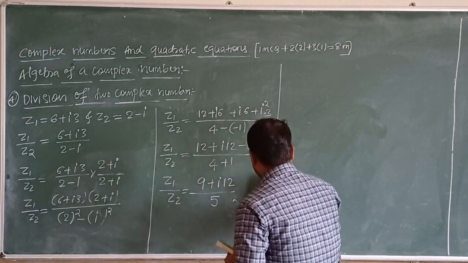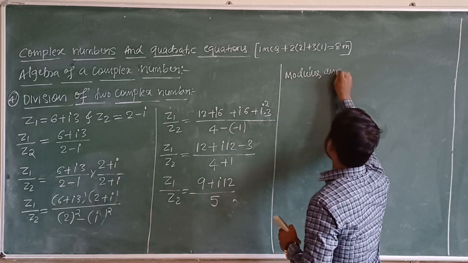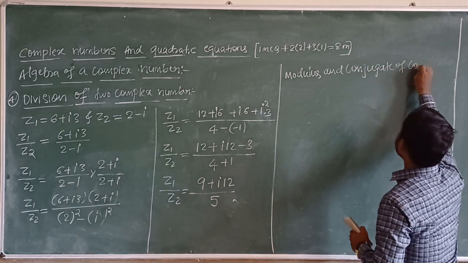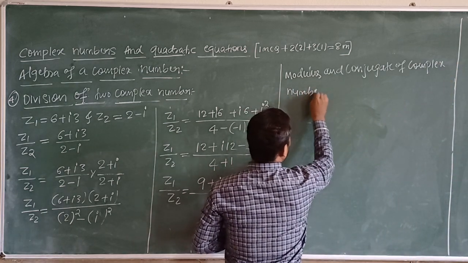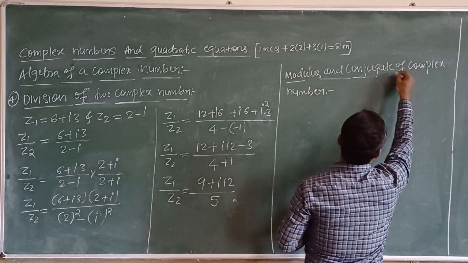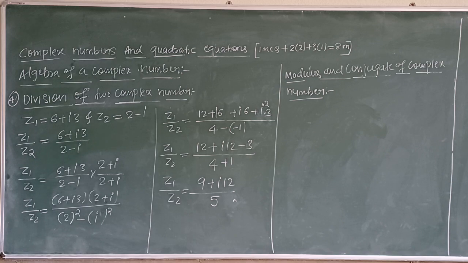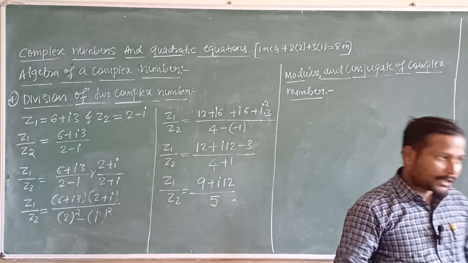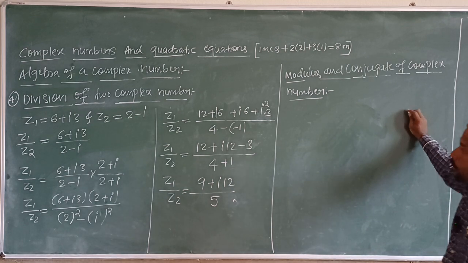Next one is modulus and conjugate of a complex number. The last bit is the modulus and the conjugate of the complex number. What is the meaning of modulus and what is the meaning of conjugate? Conjugate means only change the middle sign of the given term. Take the first one, the modulus.